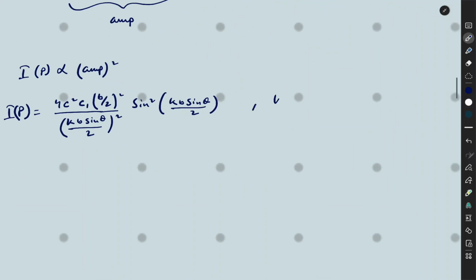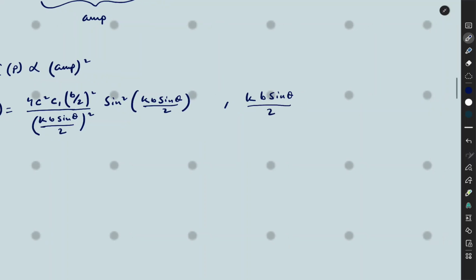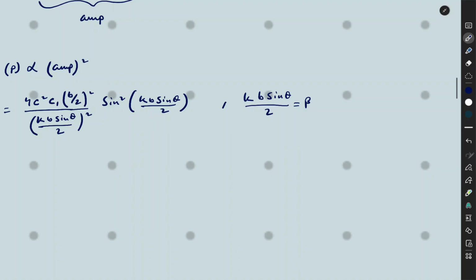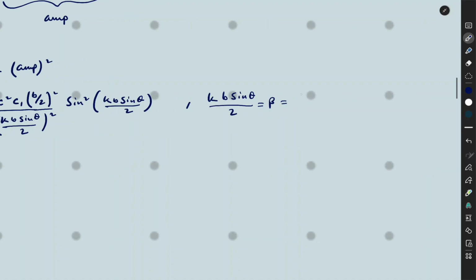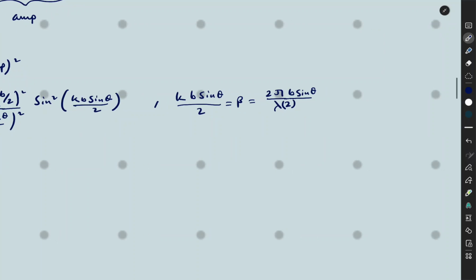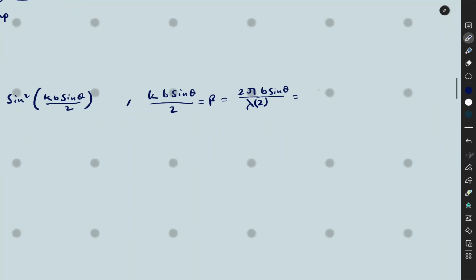Now we will take k b sine theta whole upon 2 equal to beta, where k is equal to 2 pi by lambda, and this 2 is there, and then b sine theta. Therefore we get beta equal to pi b sine theta by lambda.